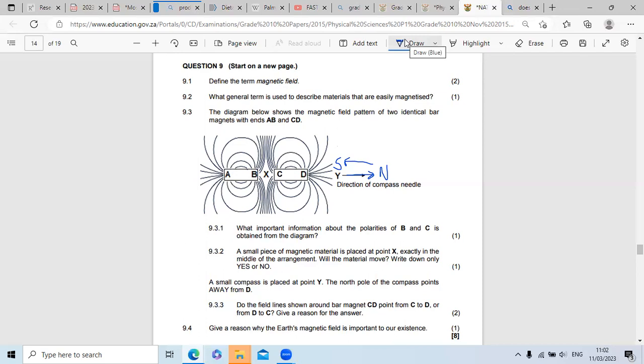What you should know is that when two poles are unlike, or when they are different, there's going to be attraction between them. But when they are the same, there's going to be a force of repulsion between them.